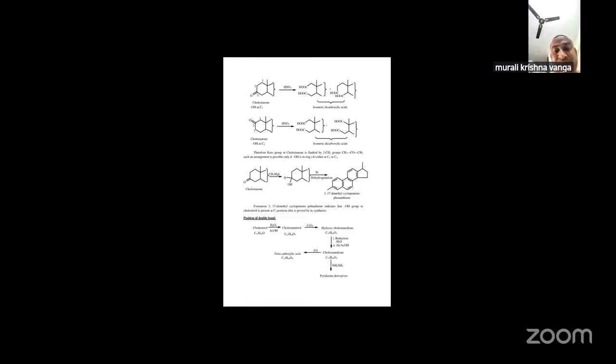When we discuss ring B, this ring B is also found to be a six-membered ring with one double bond present.